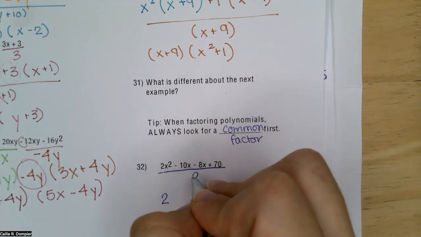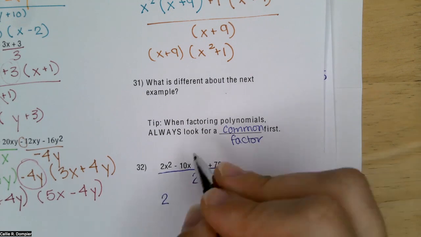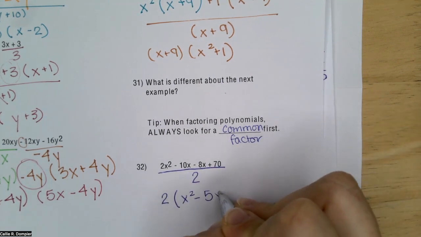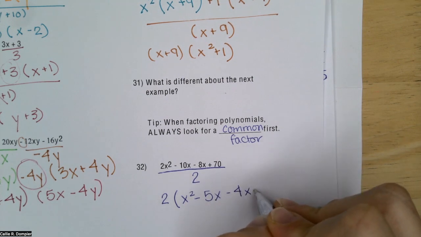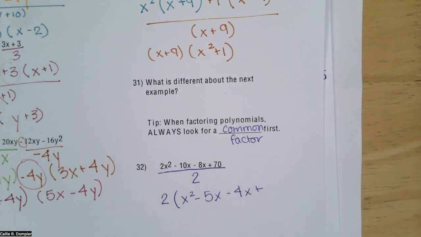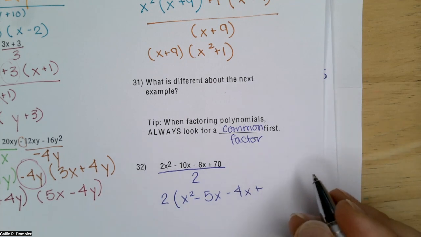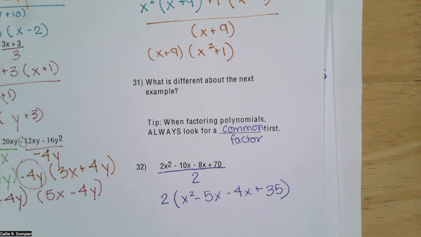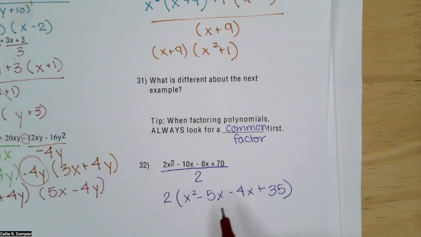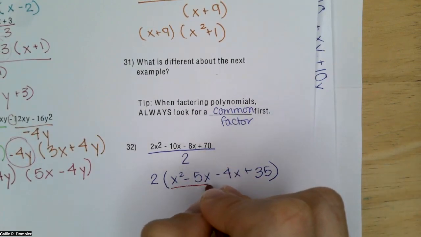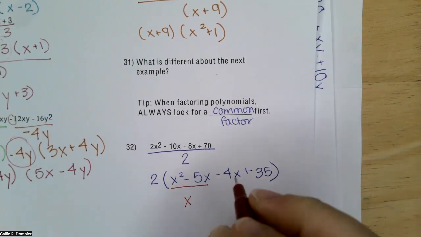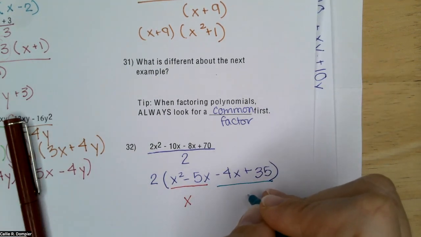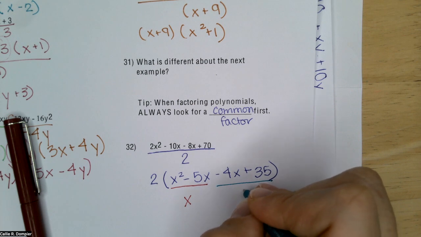Good. So 2x squared minus 10x minus 8x plus 70 divided by 2 becomes x squared minus 5x minus 4x plus, what's 70 divided by 2? 35, so plus 35. And now we can factor this one by grouping. x squared minus 5x has a common factor of x. Negative 4x plus 35 has a factor of 1.